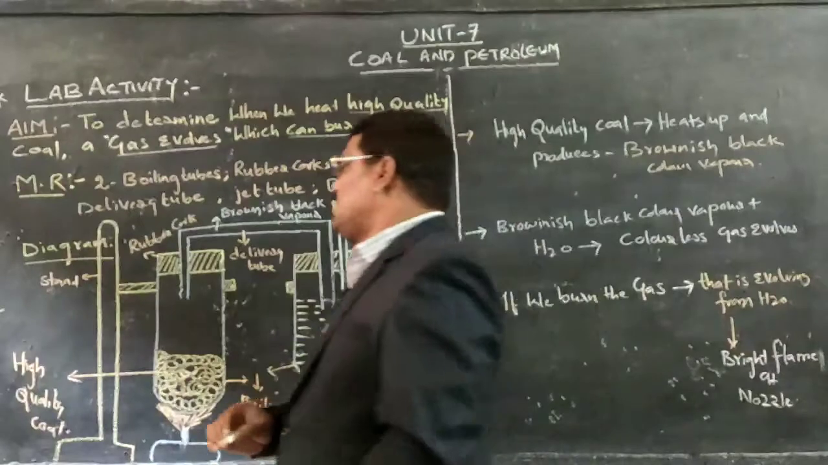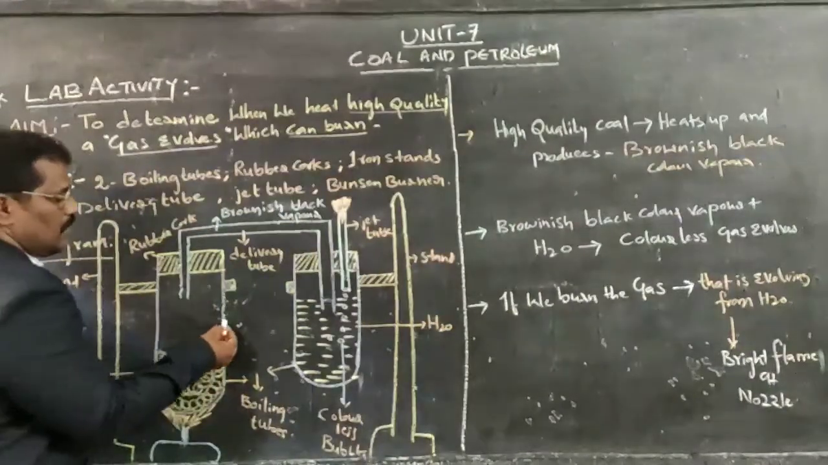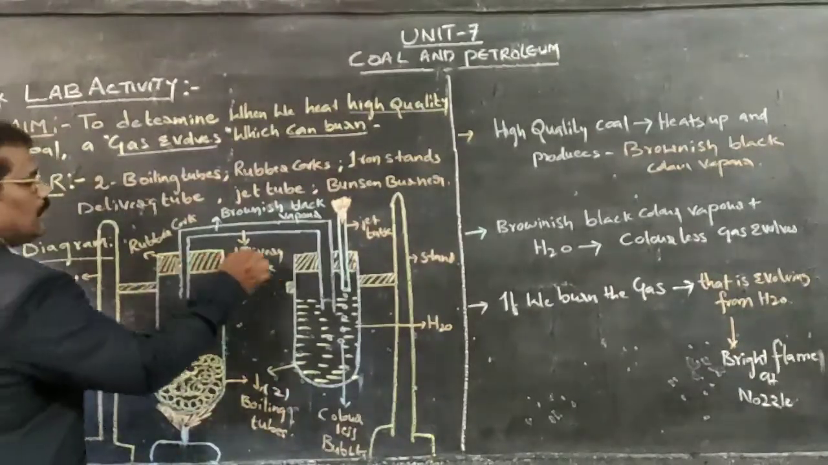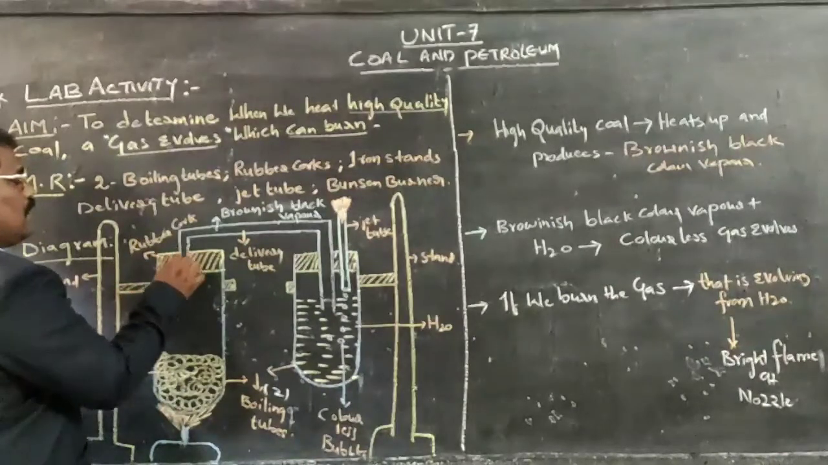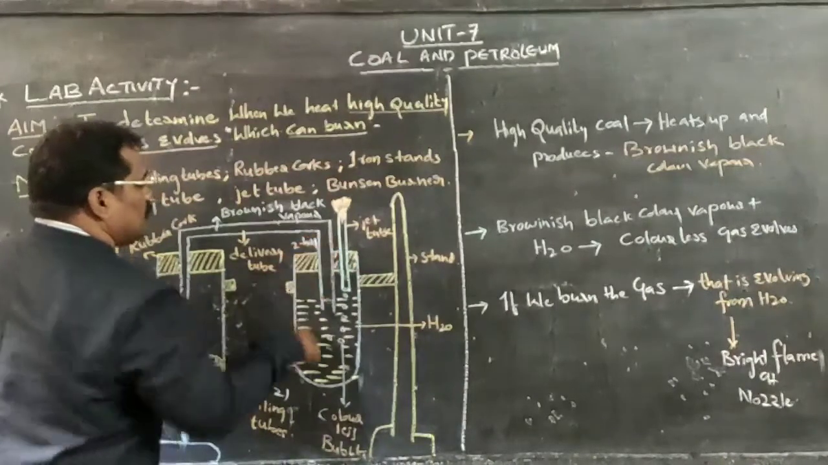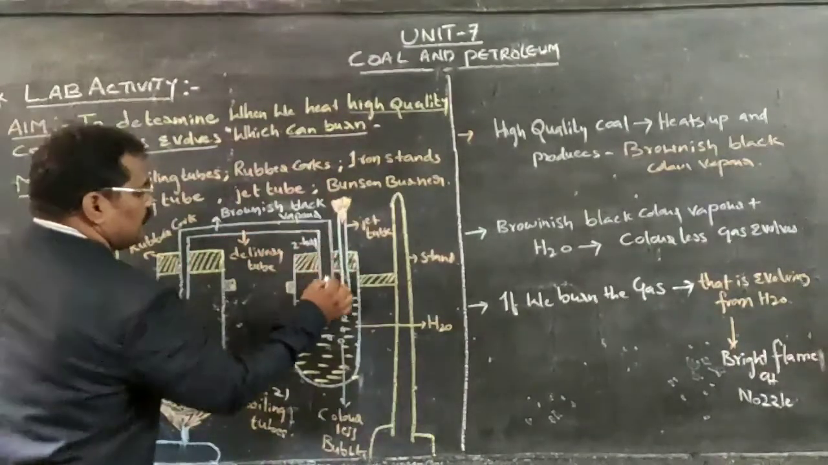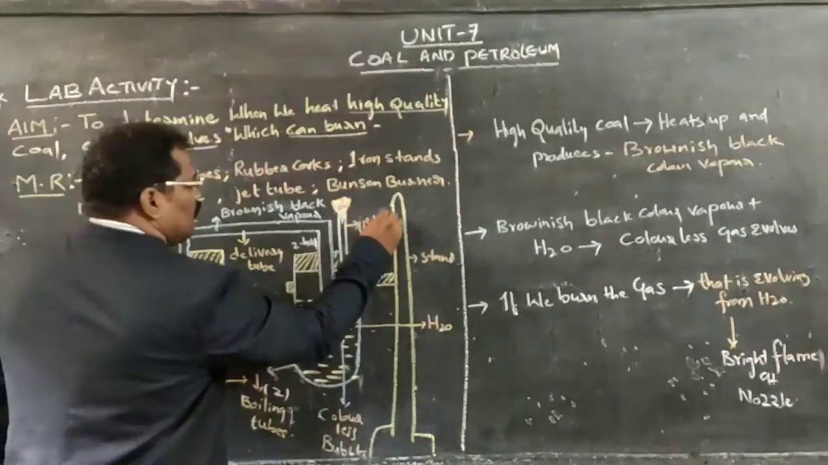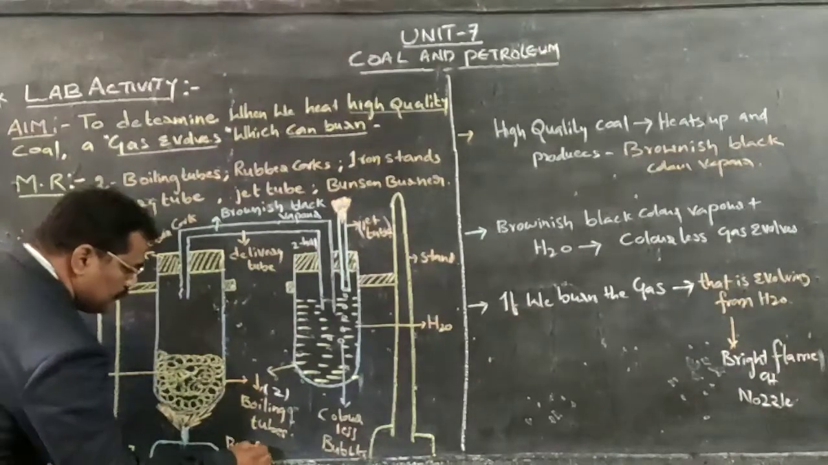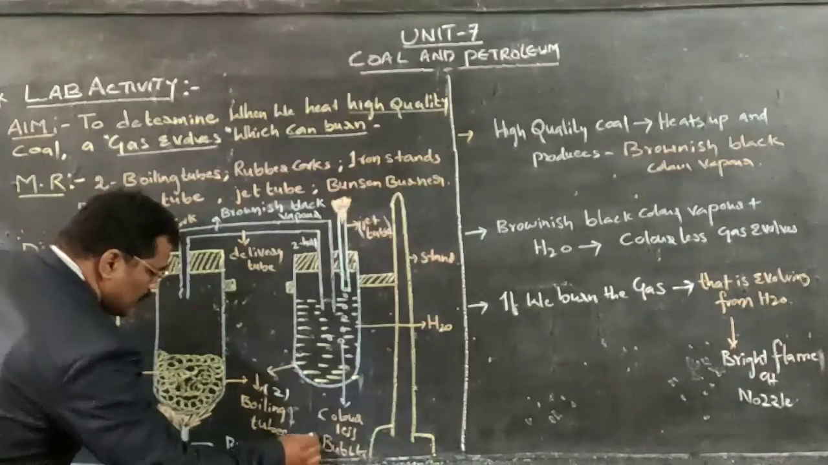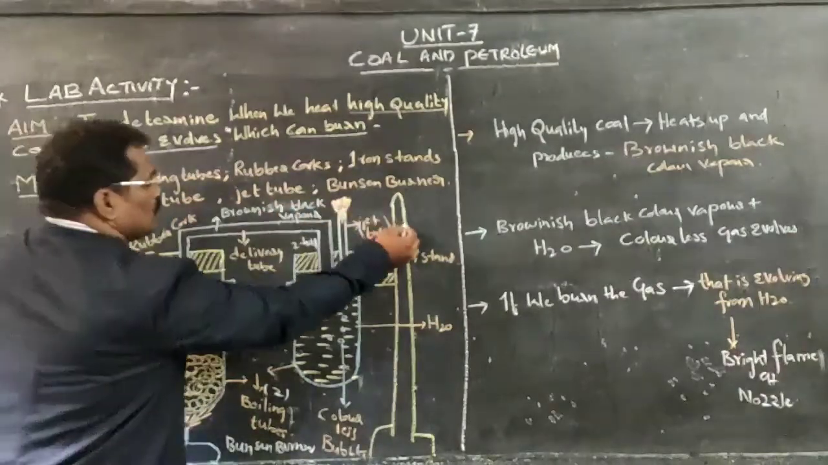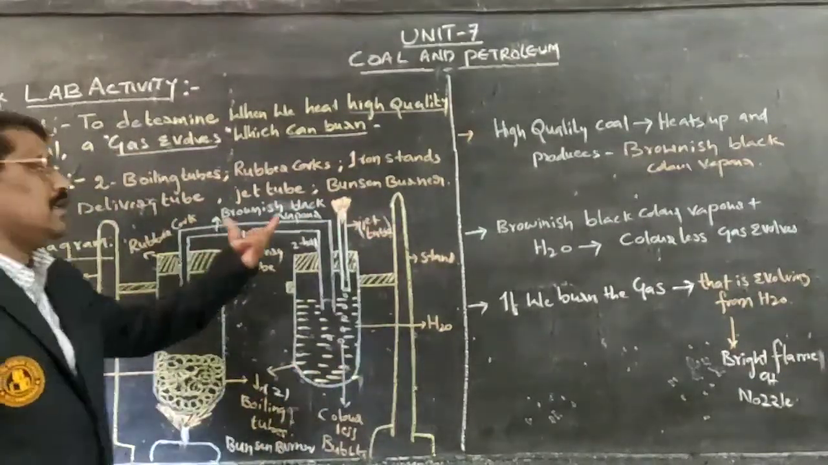The materials required for the lab activity are, first, two boiling tubes. Two rubber corks are required. One rubber cork has one hole, and the other rubber cork has two holes. A delivery tube is to be fixed, and a jet tube is required there itself. A Bunsen burner is required, by which I can apply heat to this particular test tube. And two stands are required for us. These all are the materials required.